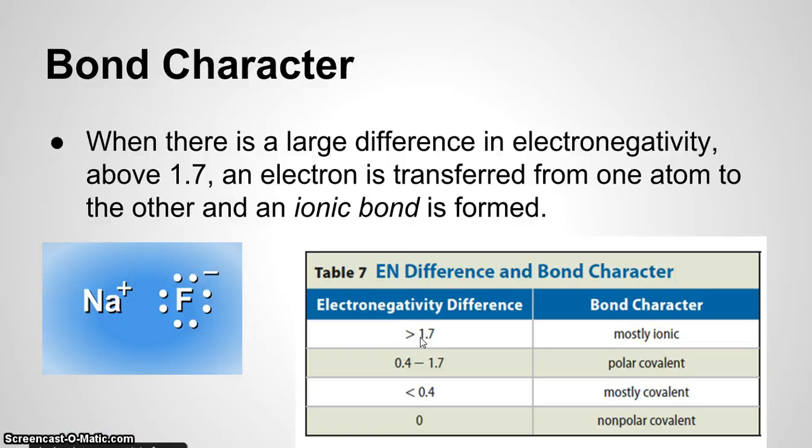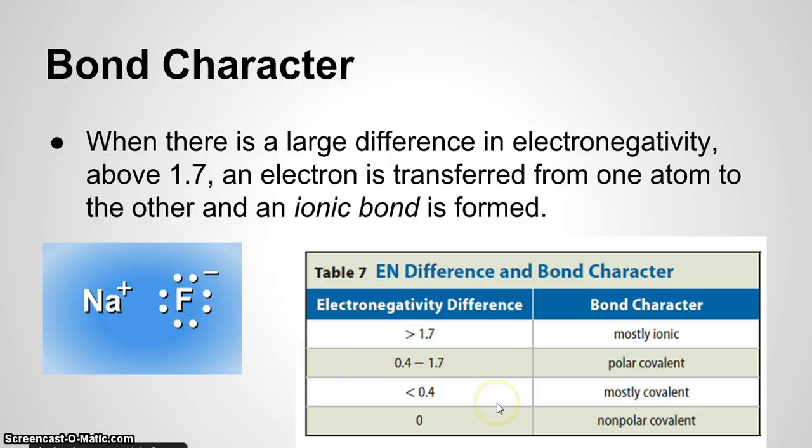And then if we end up with a large difference, which is a difference above 1.7, we can actually remove an electron and transfer it from one atom to the other, which is what happens in an ionic bond. So here you can see we actually transferred an electron from the sodium to the fluorine because of the big difference in electronegativity, and then those ions would bond with each other.